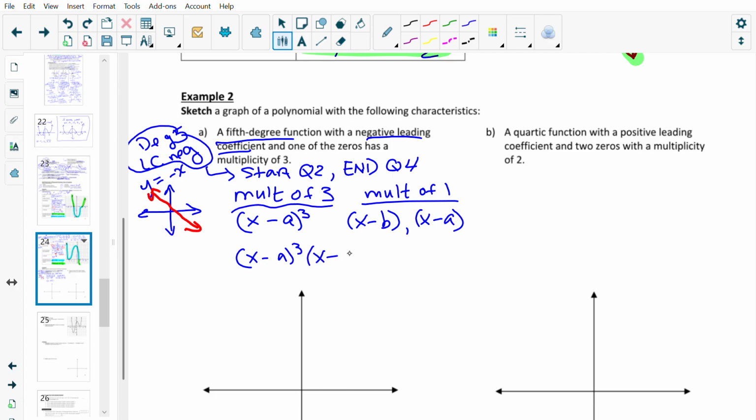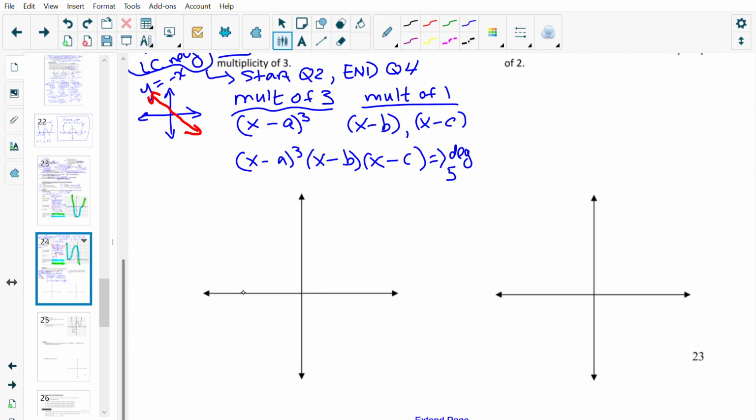So our function could look something like this. X minus a cubed times x minus b times x minus, oops, let me use c here so we're all different. Okay, just like that. So when we add these up, degree of 5. Okay, so I can say something like this. It has to start in quadrant 2, end in quadrant 4, and this is a quintic function, degree of 5.